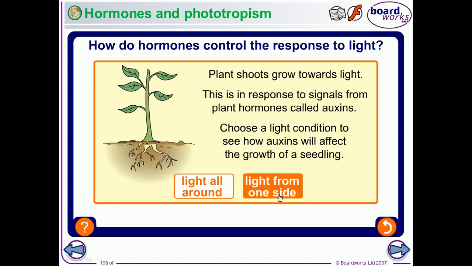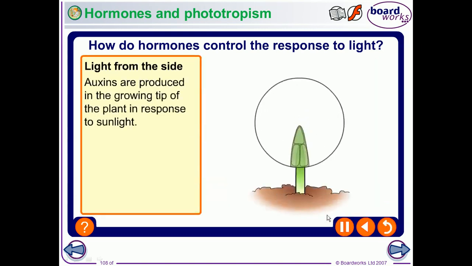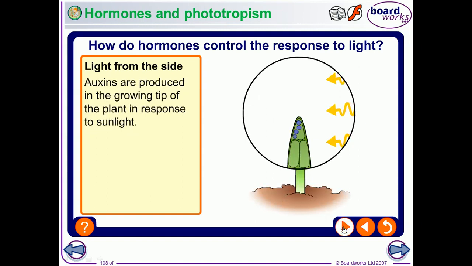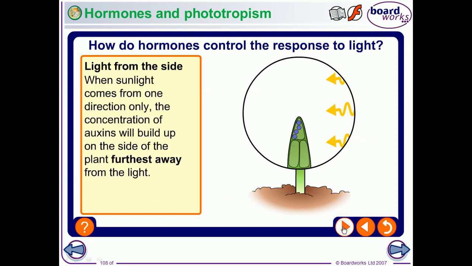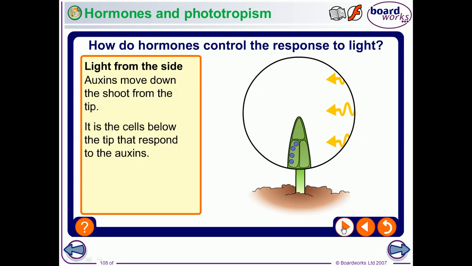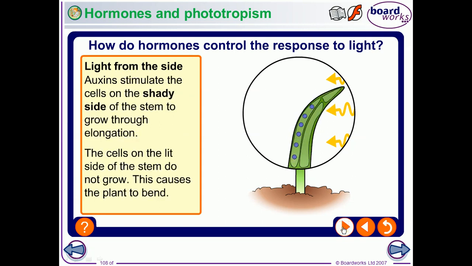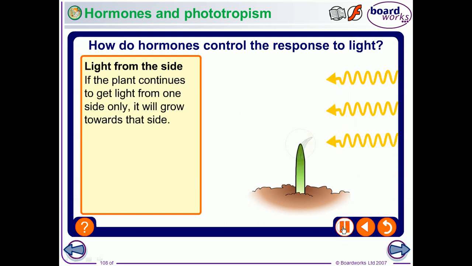Now what happens if light is coming from one side? Here we've got light from the right side. Again, you've got auxins on the tips of the shoots, but they respond to the light differently on this occasion. Instead, more of the auxin diffuses to the shaded side, away from the light. It causes those cells to elongate, so the cells on the shaded side elongate more, and that means the shoot will bend and grow towards the light.